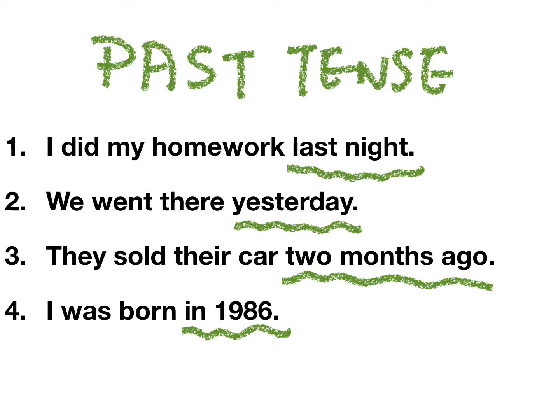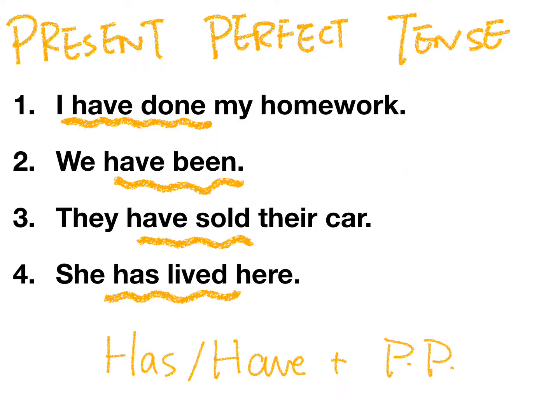I was born in 1986. So when you see an exact time, a definite time for the action to complete, and you see irregular verbs or regular verbs in past tense form, definitely it's past tense. But in present perfect tense, seldom we see the finishing time, the exact definite time when you've done the action.